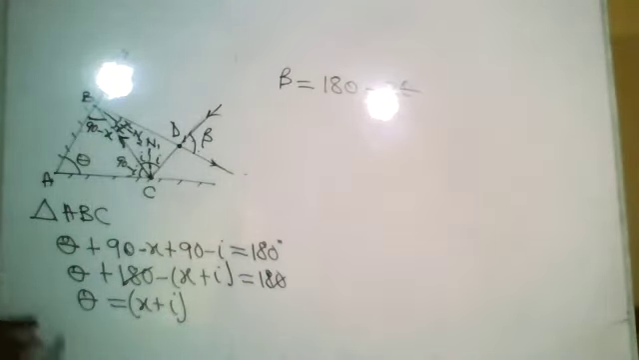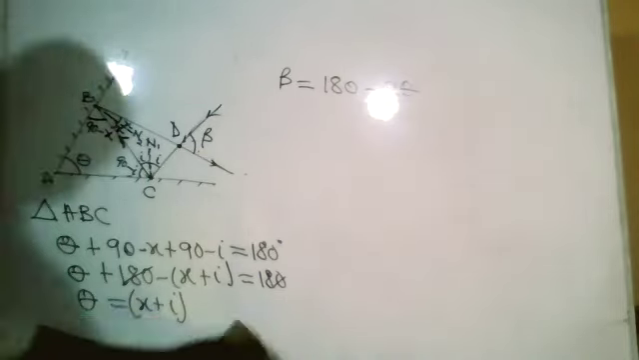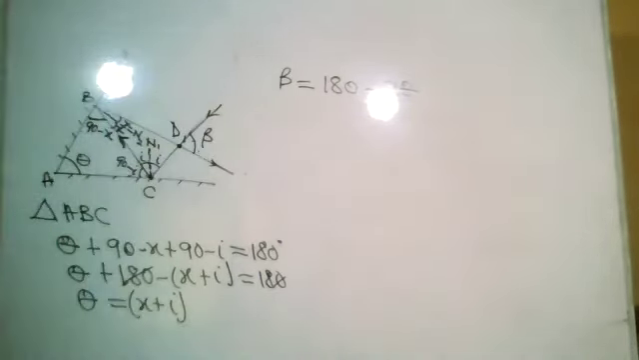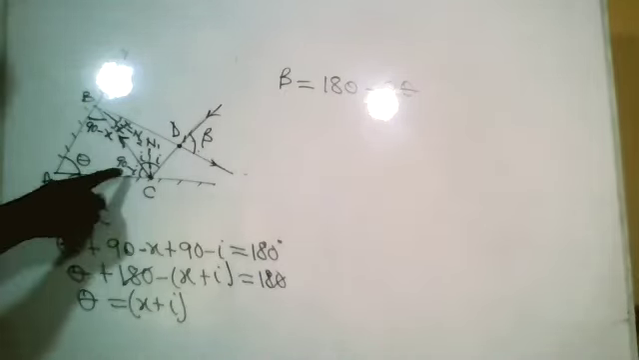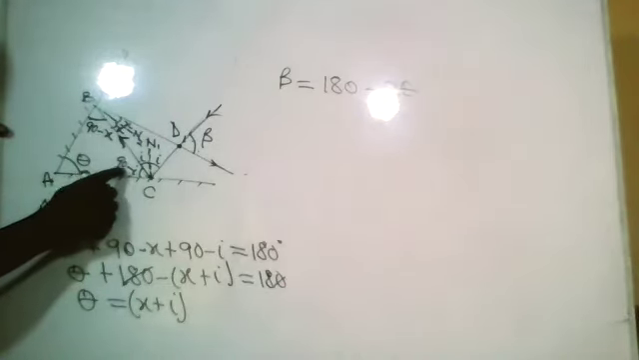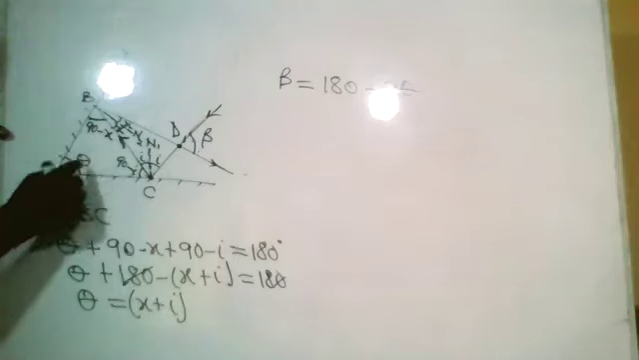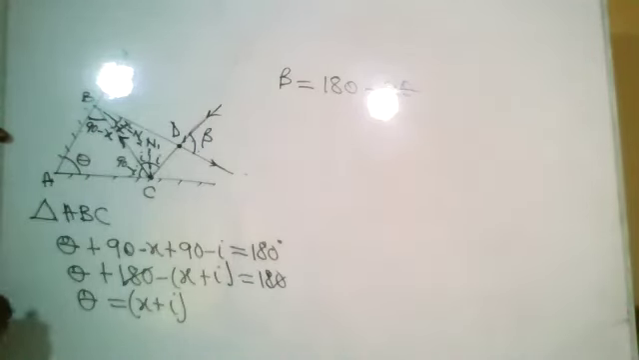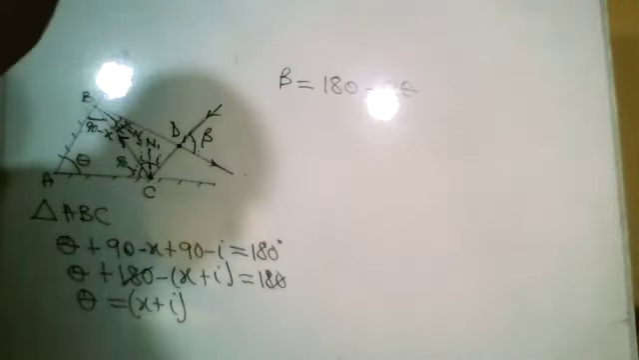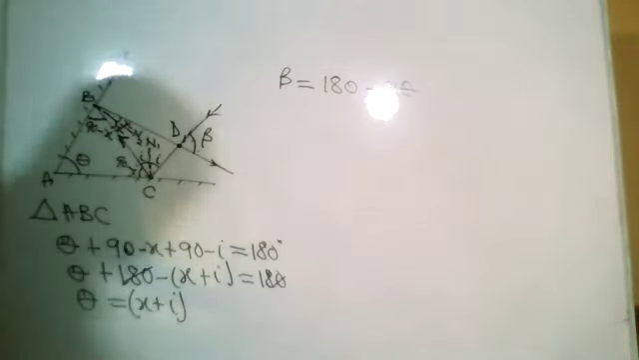Is it partly understood? Nope. Then let's pick the triangle again. All that I'm doing is that after determining 90 minus I and 90 minus X, I'm summing them up. Sum of angles in a triangle, equating to 180. That's all that I'm doing.